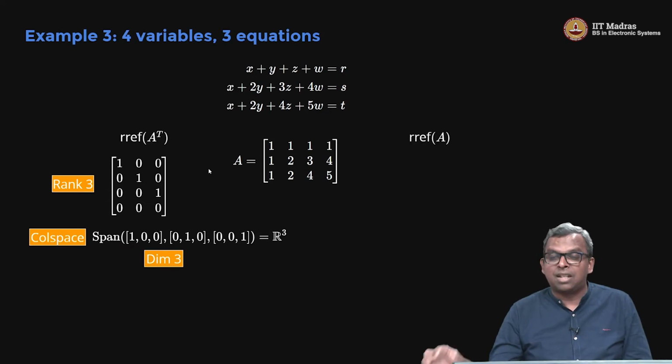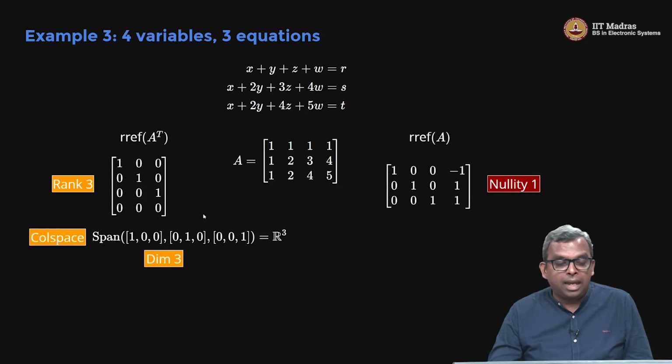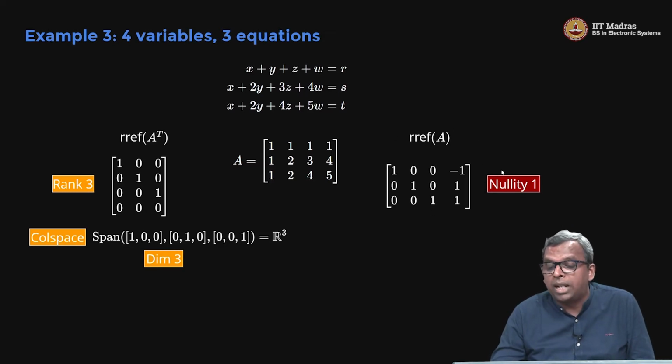What about the null space? For the null space, we know we have to do RREF of A, and from here also we know the nullity is 1, isn't it? For this matrix A, the number of columns is 4, the dimension is 3, the rank is 3, so the nullity is 1. The fundamental theorem tells you that. But if you do RREF of A also, you get nullity 1.